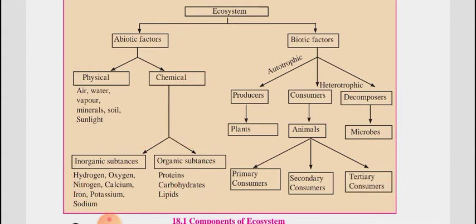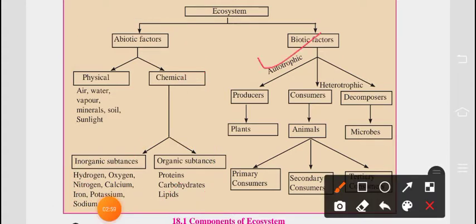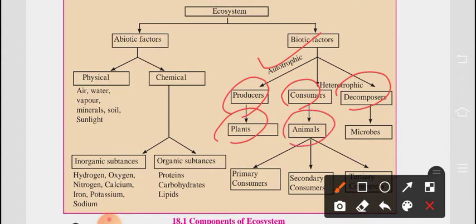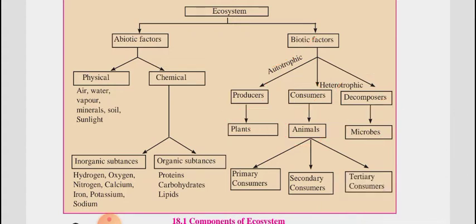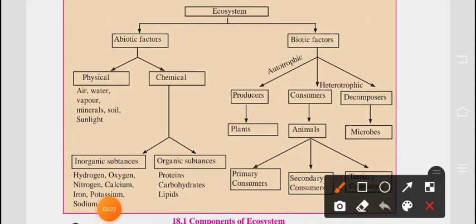Let's go ahead with the study of biotic factors. There are three levels of biotic factors: producers, consumers, and decomposers. In the producers, plants, because they make their own food. Consumers, animals, because they totally depend upon producers. And decomposers, all the microbes which can decompose any type of body or anything.